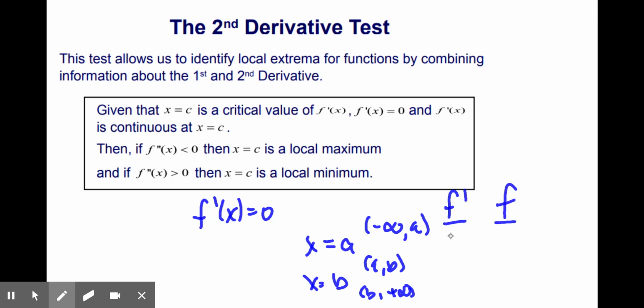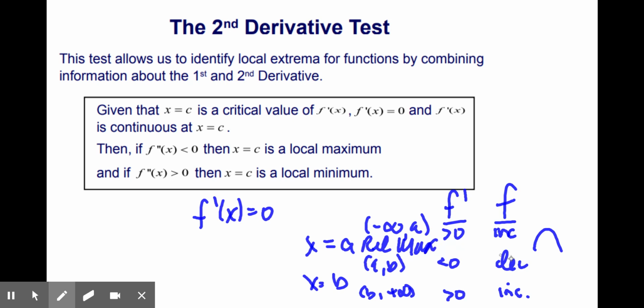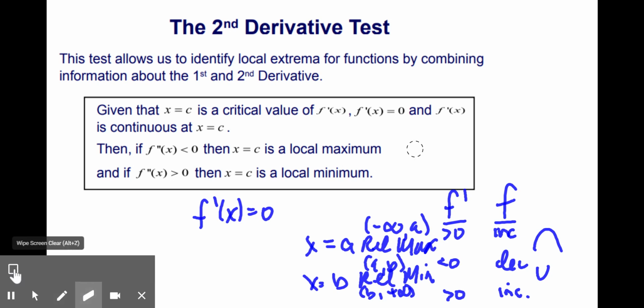Okay, so if you got something that's bigger than 0 here, you'd say, oh, that's increasing. Less than 0, oh, that's decreasing. Bigger than 0, oh, that's increasing. And then you would say, well, x equals a is a relative max. x equals b, oh, that's a relative min. That's how you found mins and maxes thus far. That's the first derivative test.